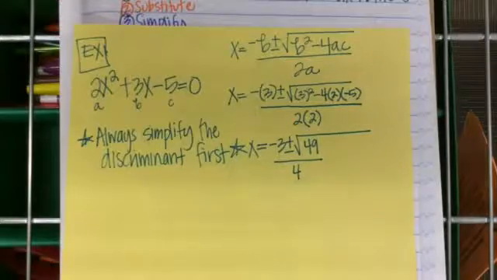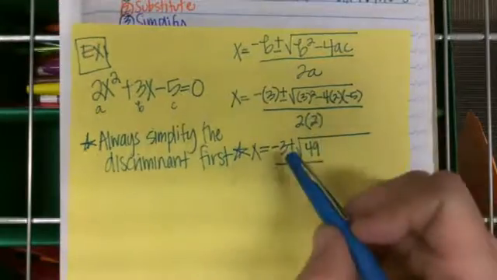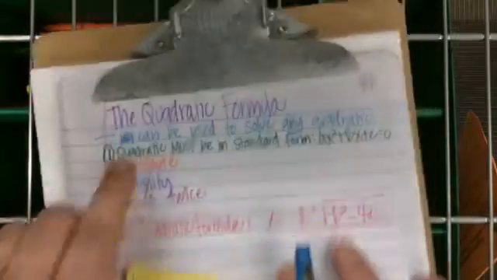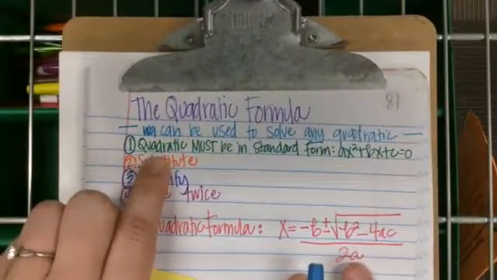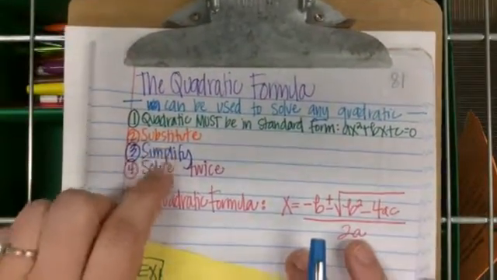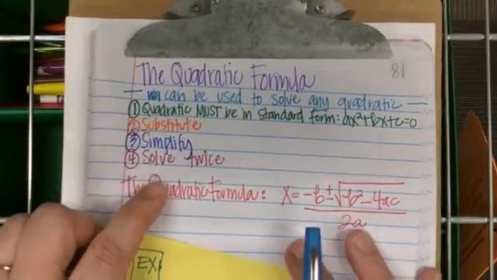Now here's where you can do this. The quadratic must be in standard form, check. We substituted, check. We simplified, check. Now we solve it twice.